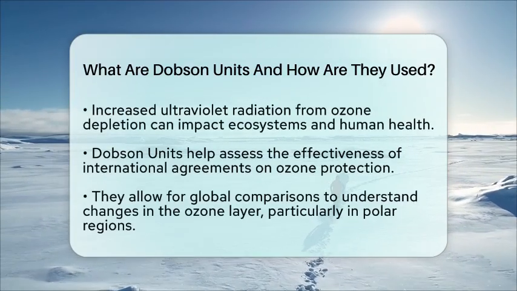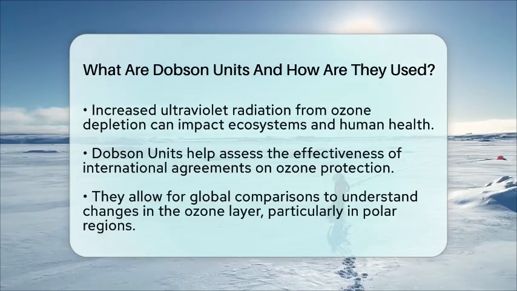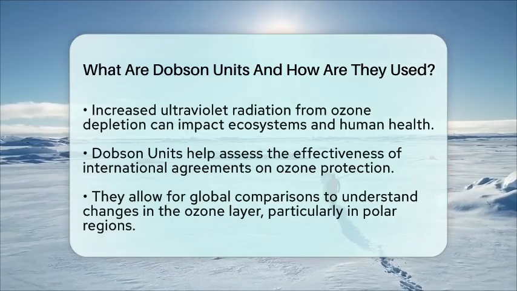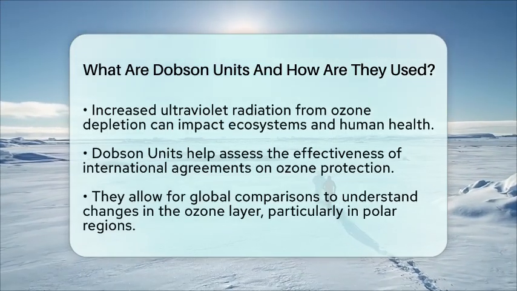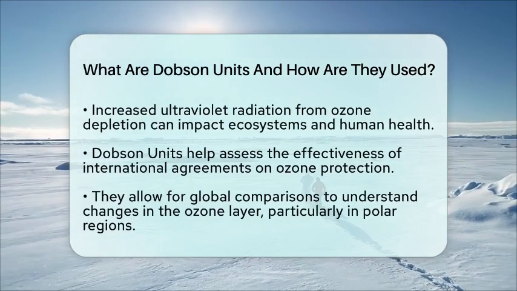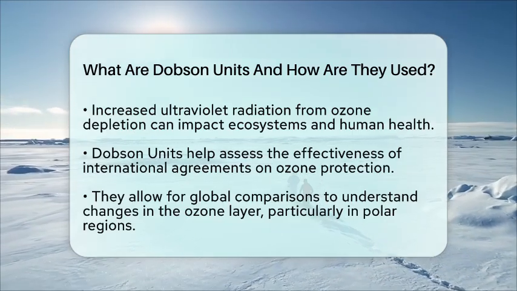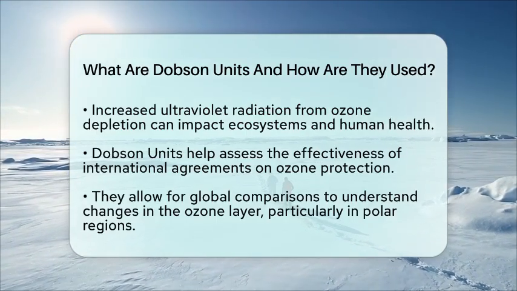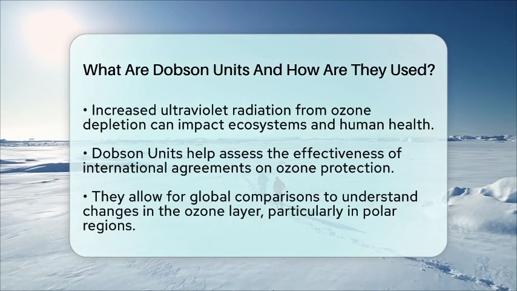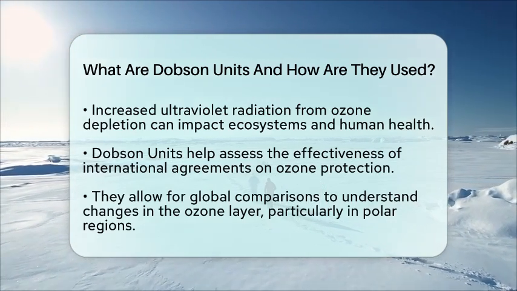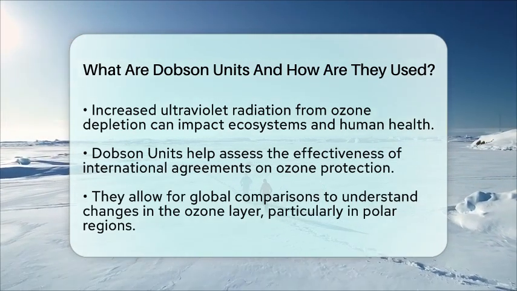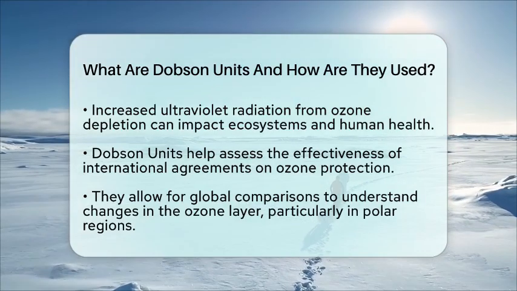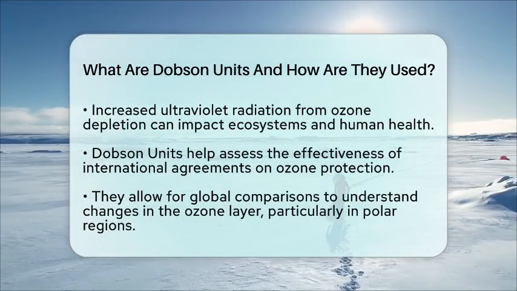This is vital information since it has implications for increased ultraviolet radiation reaching the surface, which can affect ecosystems and human health in polar and surrounding regions. Therefore, Dobson units are a fundamental tool in polar atmospheric research. They help scientists quantify ozone depletion and assess the effectiveness of international agreements aimed at protecting the ozone layer. This standardized way of measuring ozone allows for global comparisons, which is essential for understanding changes in the Earth's protective ozone shield, particularly in sensitive areas like the polar regions.